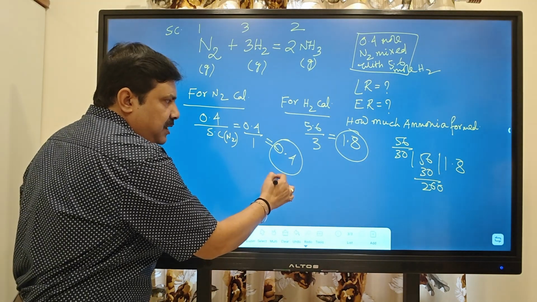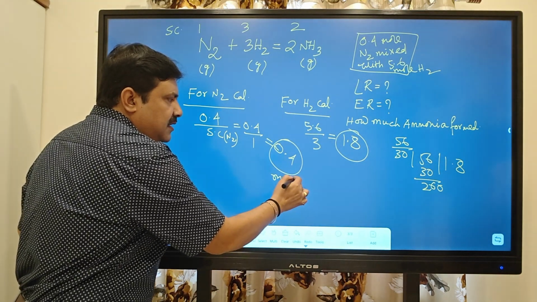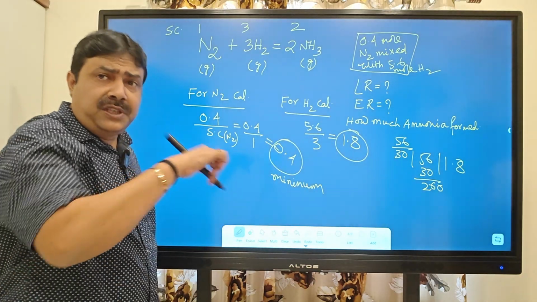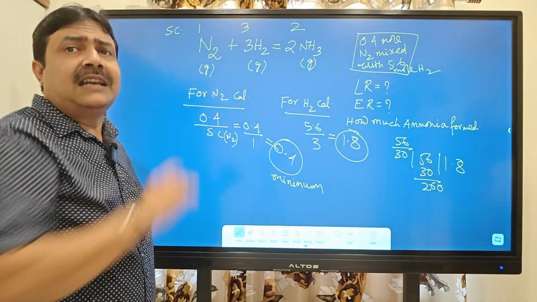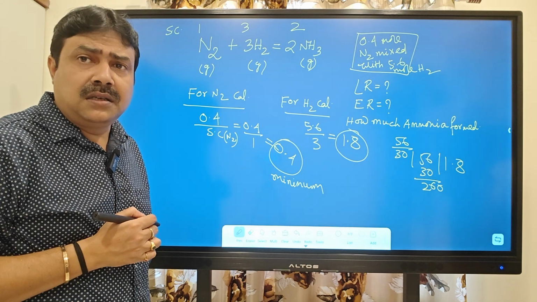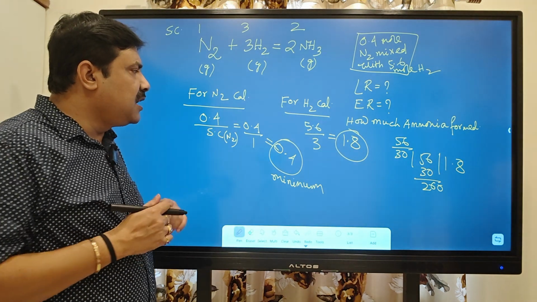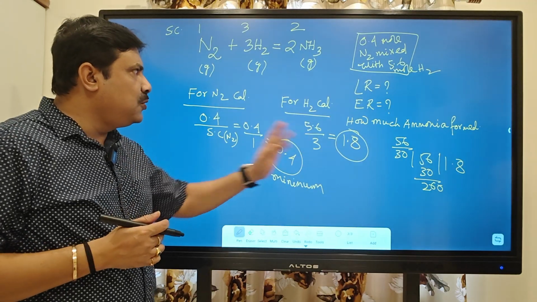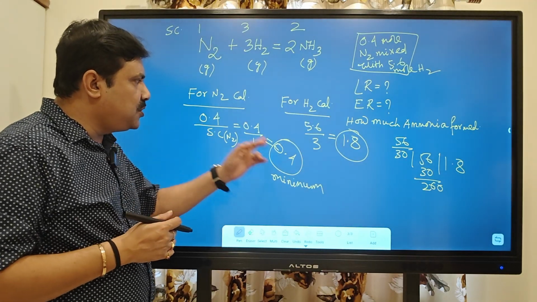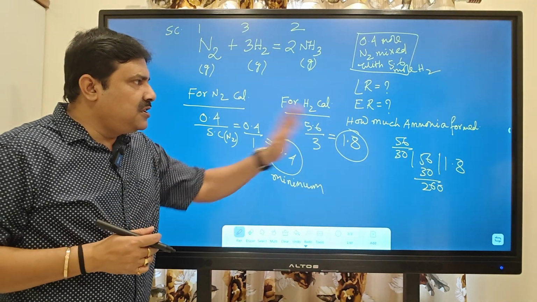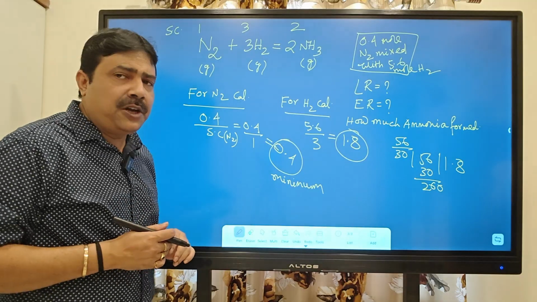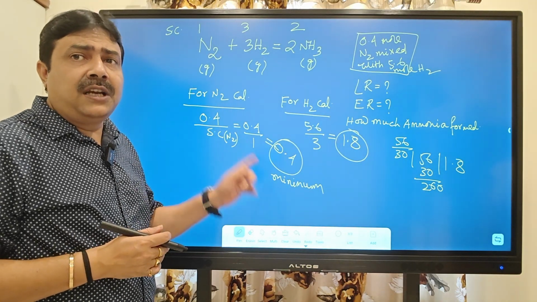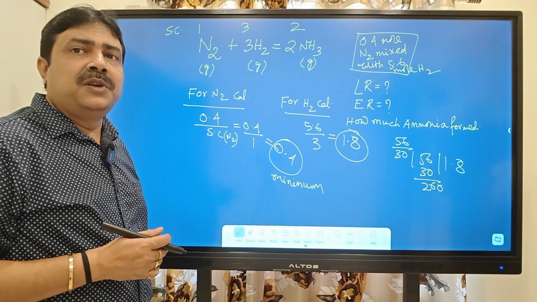Among these, which is coming minimum? This value is the minimum. That means this is smaller than 1.8. Whichever value is coming minimum, definitely that reagent is the limiting reagent. If I compare the magnitude of the values for hydrogen and nitrogen, for nitrogen it is 0.4 and for hydrogen it is 1.8. That means 0.4 is smaller than 1.8. So this is the minimum value, and definitely my nitrogen is the limiting reagent.